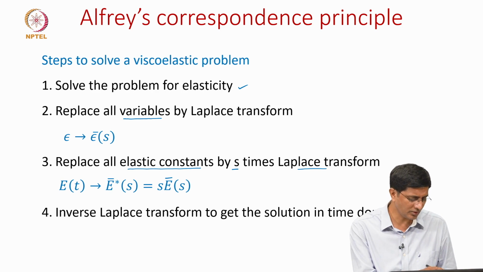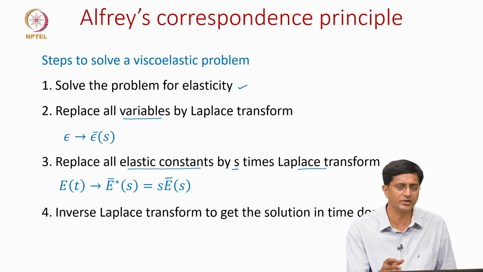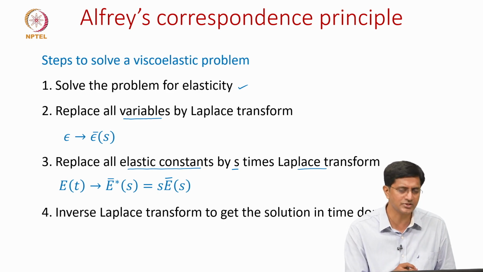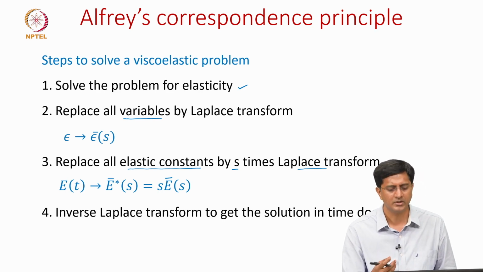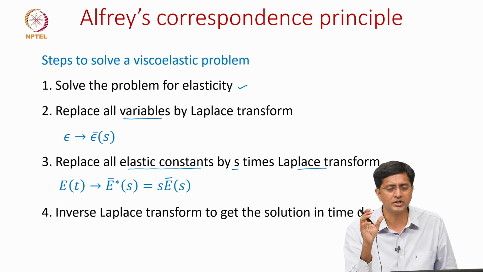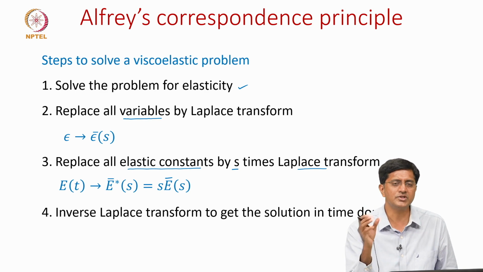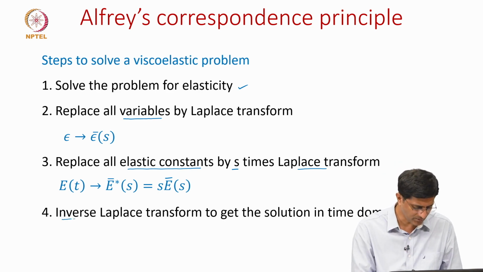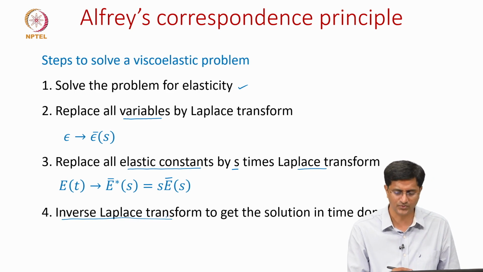Here I am only showing strain for variables. Of course, there are other variables like the stress, load, deflections, and for the elastic constants we know the others are like the Poisson ratio, bulk modulus, shear modulus, like that. Finally, we take the solution in the Laplace domain and invert it to take it back to the time domain. Once we do the inverse Laplace transform, we get the viscoelastic solution to the problem. So, the last step is the inverse Laplace transform.